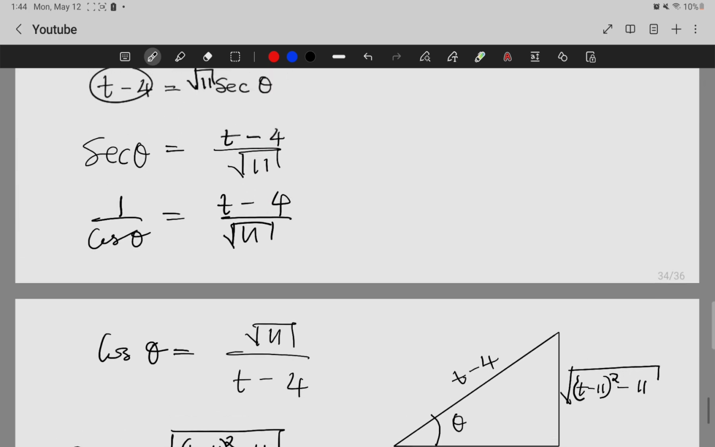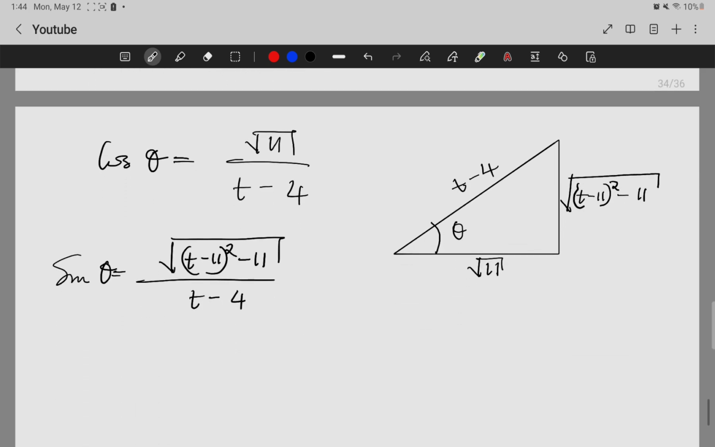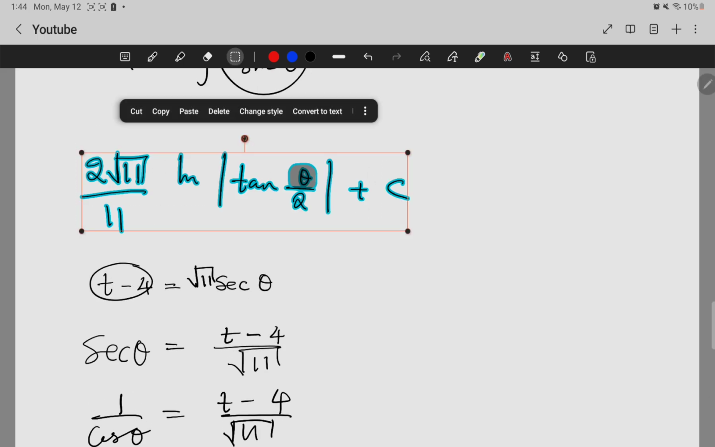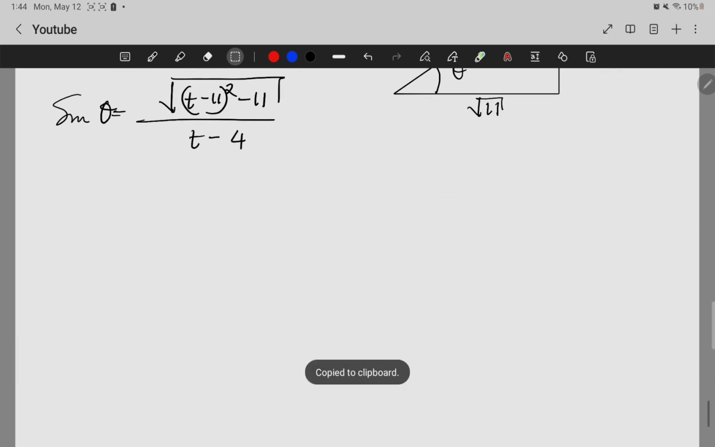Let me just make sure that is a 4. Okay, yes, that is a 4. So this becomes my sine theta. Then since inside here what I have is tan theta, or the half angle for tan theta, I have to recall the half angle identity for tan.